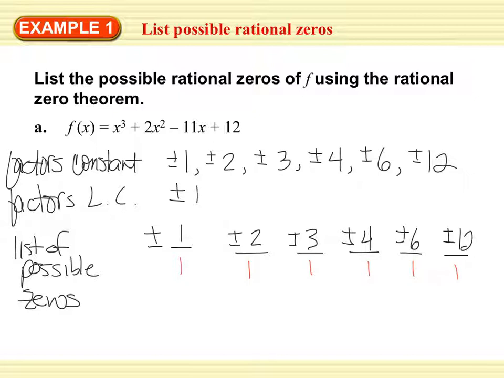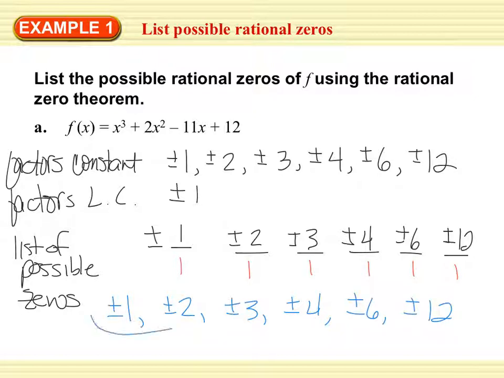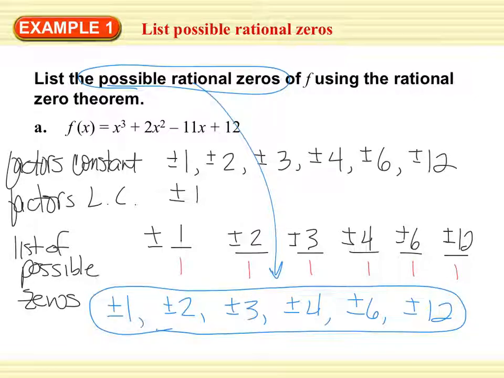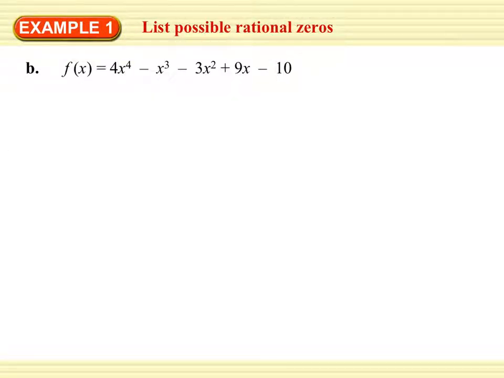And of course, to write my answer, I would only write the simplified version, because when you divide by 1, you certainly don't have to write that. That right there is what we're looking for as far as our answer goes, the list of possible rational zeros. Not too bad, huh? Let's try another one.